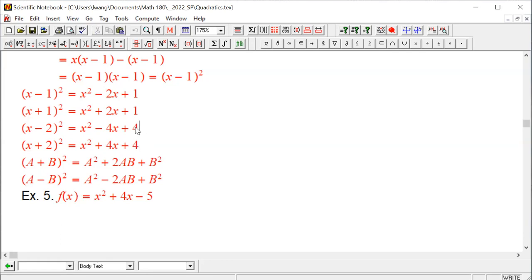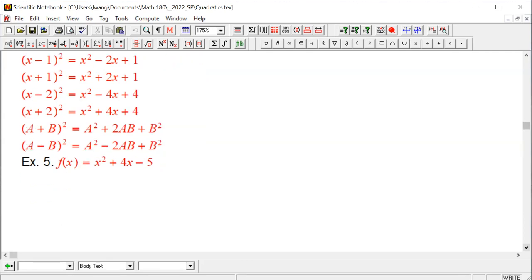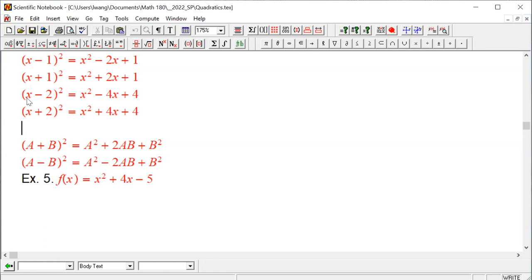Is there a pattern? And the answer is yes, there is a pattern. You can find patterns from these examples. I would encourage you to do more of these. For example, you can do (x minus 3) squared, but these are still rather limiting because these are cases for a equals 1. So what if a is not equal to 1?